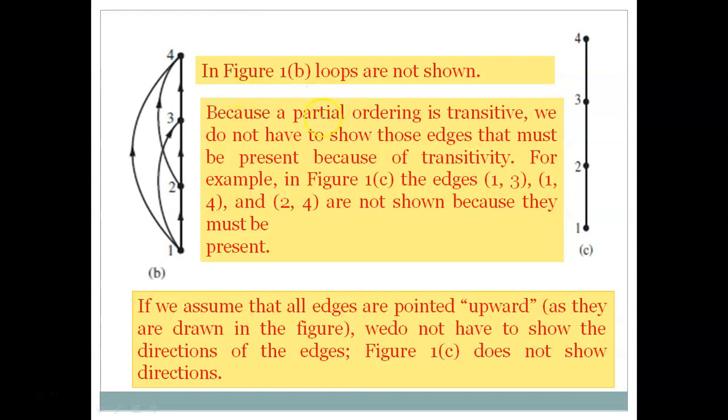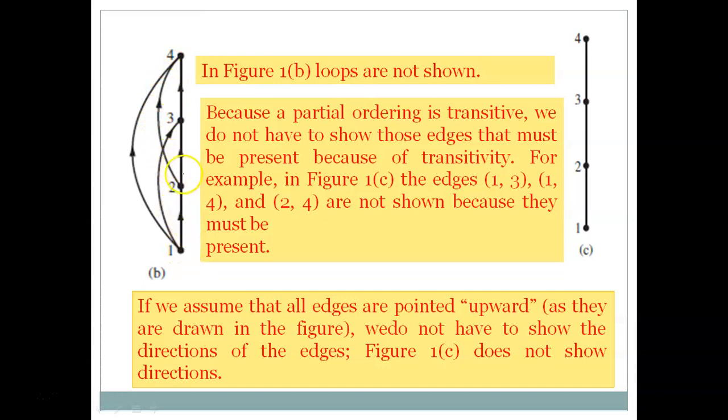Now in figure 1b, loops are not shown because a partial ordering is reflexive. We even do not have to show some edges because of transitivity. For example, in the figure 1c, the edges 1 3, 1 4 and 2 4 are not shown. 1 3, 1 2 3, this is not shown because it is obvious, because in a partial ordered set transitivity holds, 1 related to 2 and 2 related to 3, then definitely 1 will be related to 3, so no need to represent this line, you can omit it. Similarly 2 related to 3 and 3 related to 4, so 2 will definitely be related to 4 because of the transitive property, so no need to represent this line, you can omit this one also.